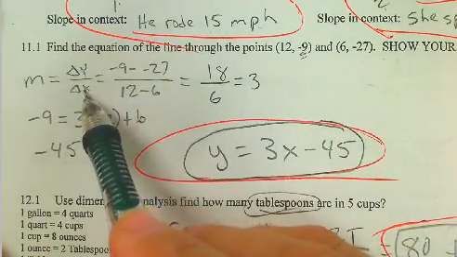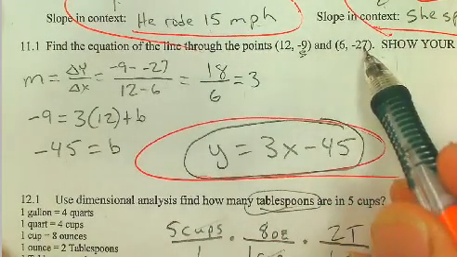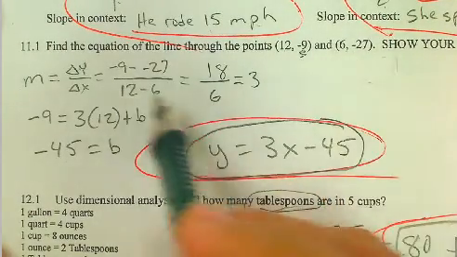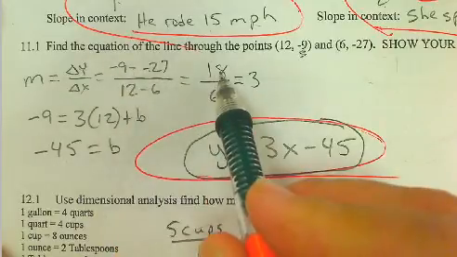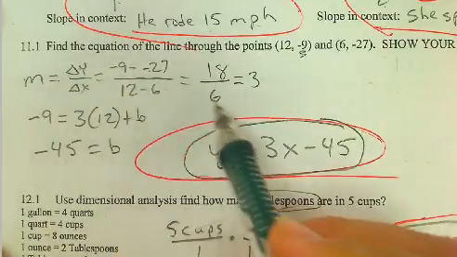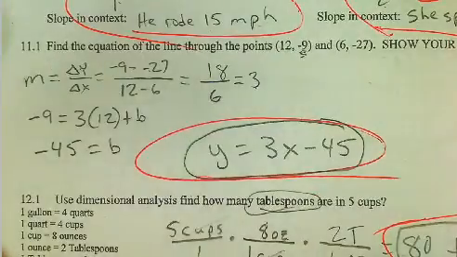Changing the y with change of the x. So I subtracted my y's, subtracted my x's, and that's what I did here. So minus a negative makes it a plus. That's how I got a positive 18 here. And 12 minus 6 is 6, so a slope of 3.